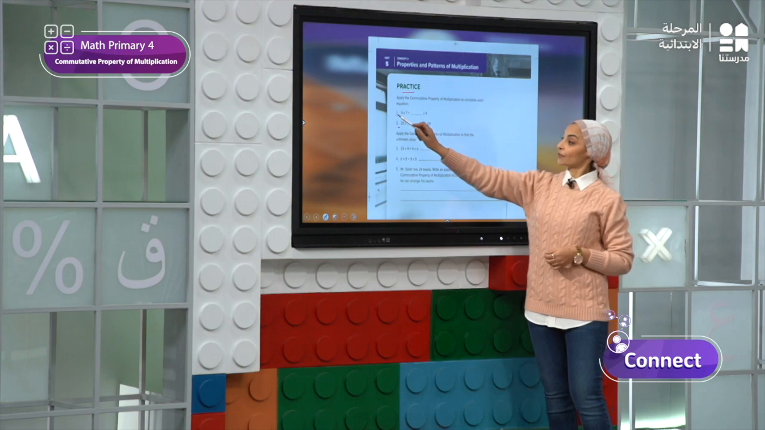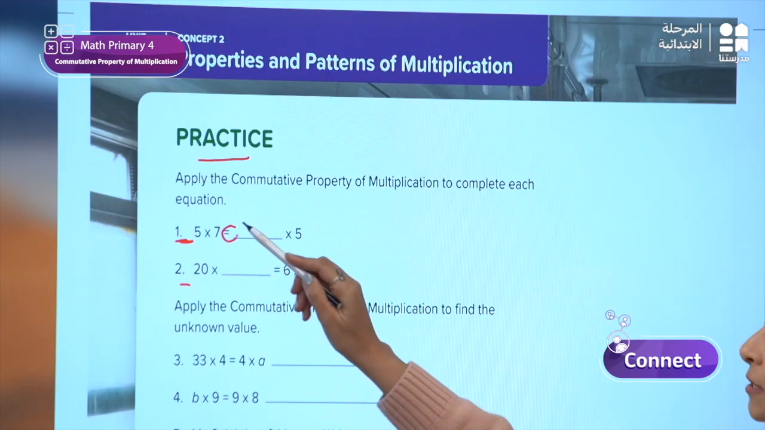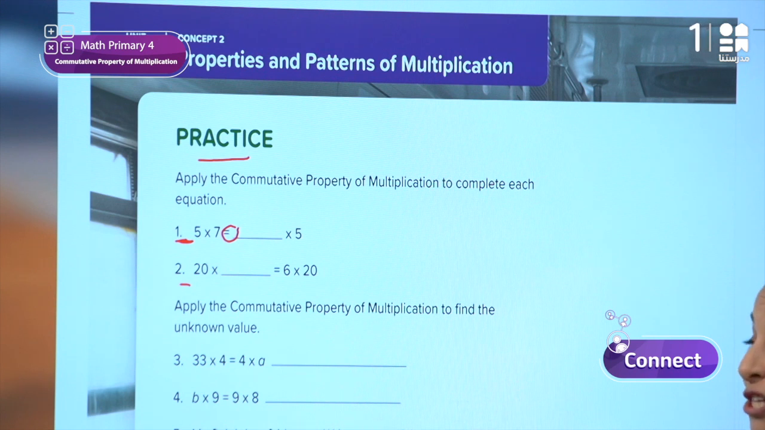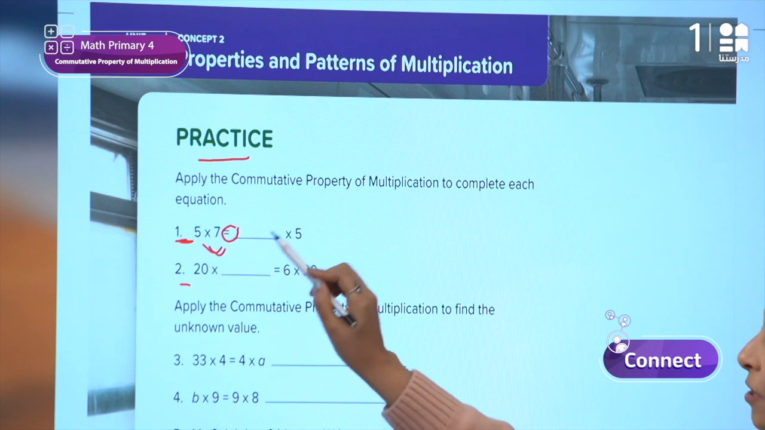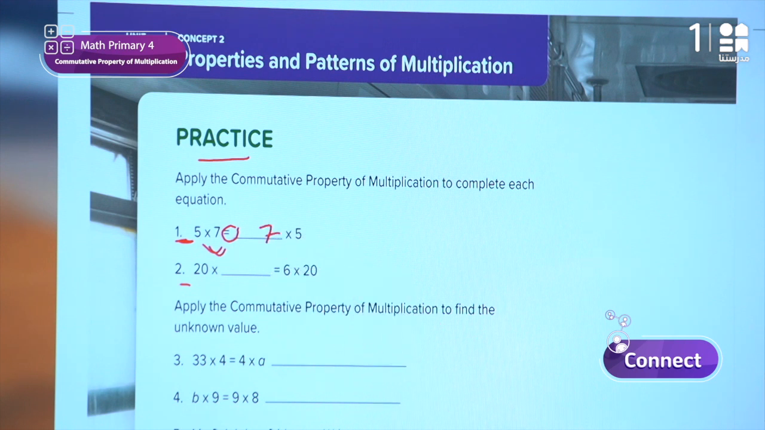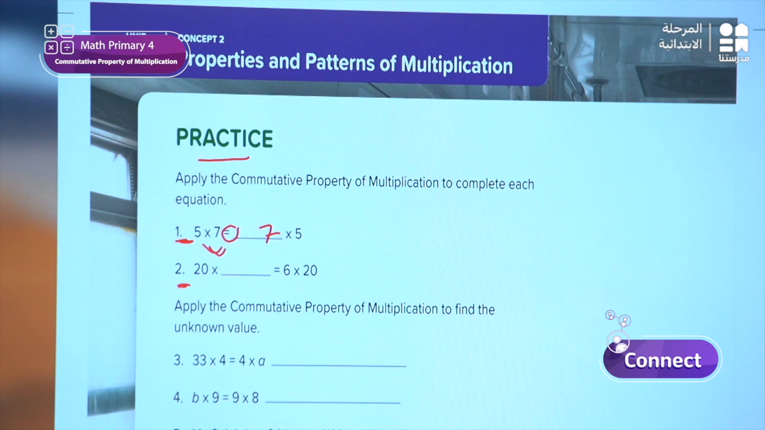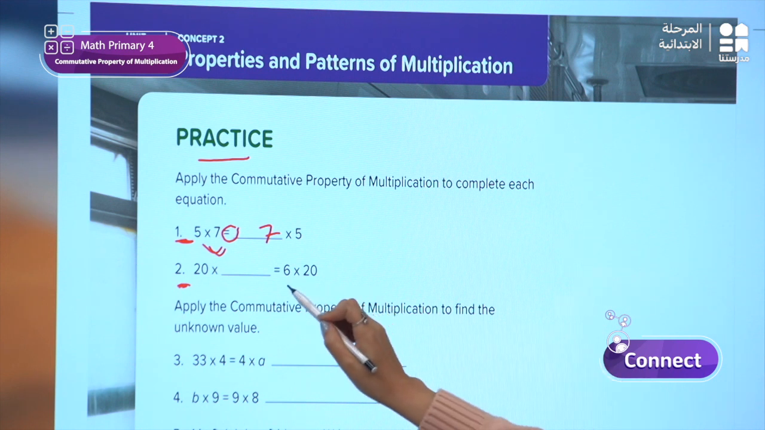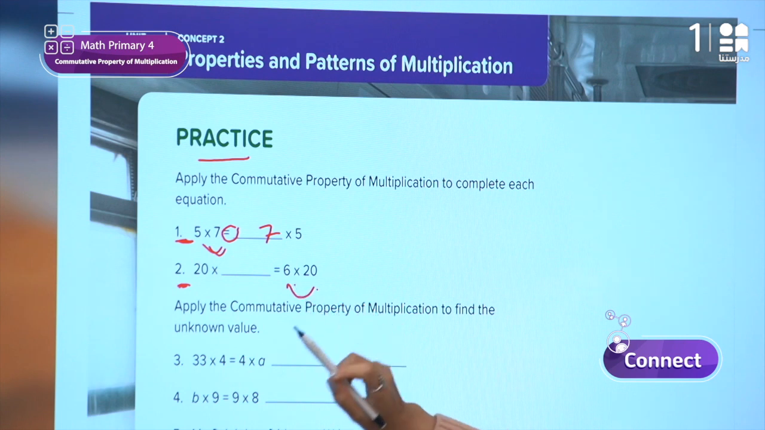Let's see the first one. Here in number 1: 5 times 7 equals what times 5? Yes, changing the numbers, 5 times 7 is the same as 7 times 5, right? Let's move to problem number 2. Problem number 2 is asking me 20 times what equals 6 times 20. Yes, if I change the numbers, 6 times 20 is the same as 20 times 6.